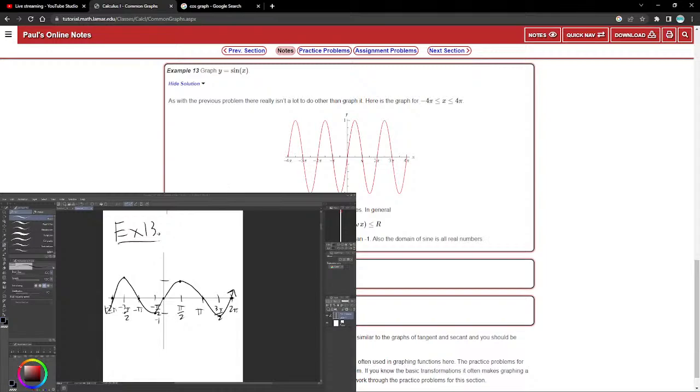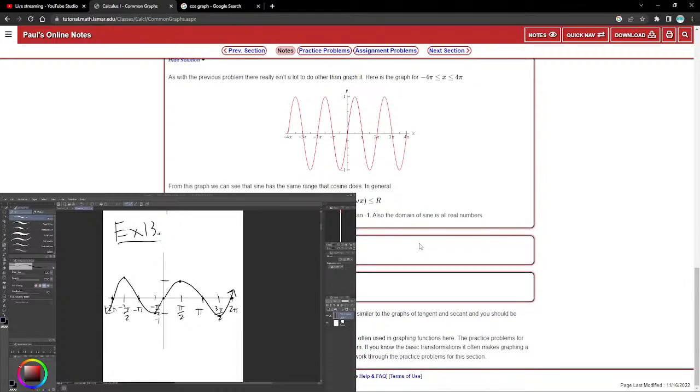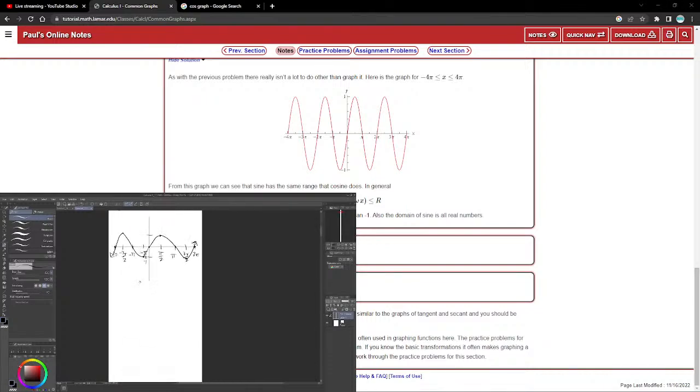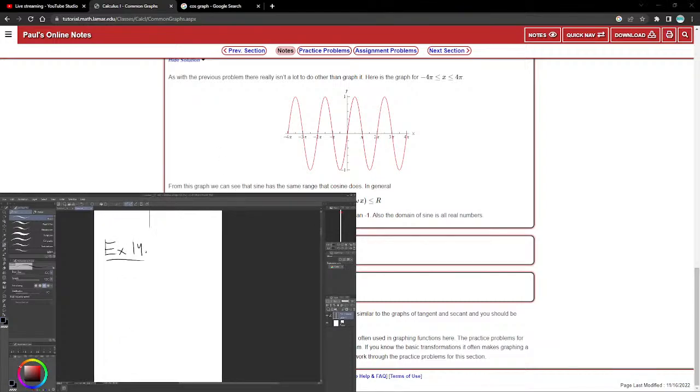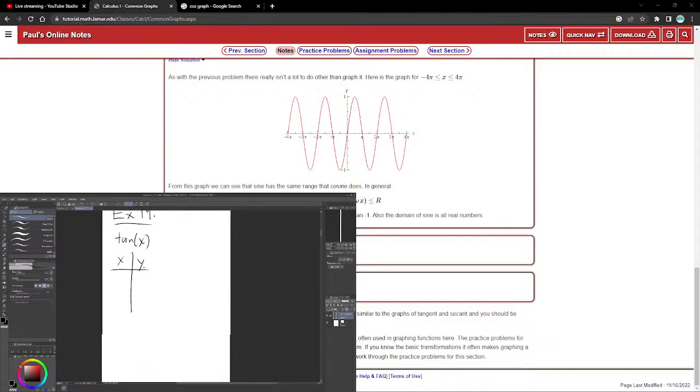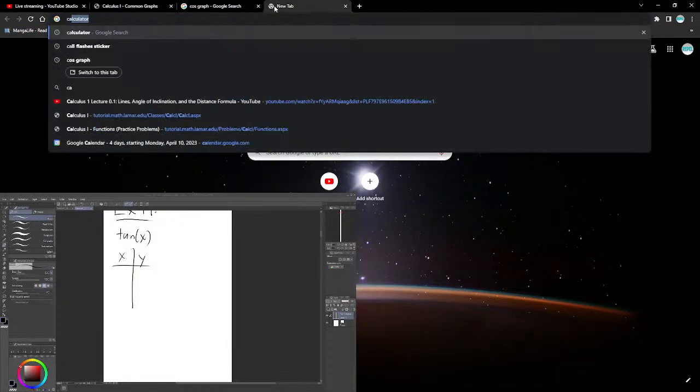This graph, you can see that sine is the same range. Sine itself will never be larger than 1 and never smaller than negative 1. Then we got tan. Okay, so for this one I don't remember it because there's asymptotes in it. So calculator.